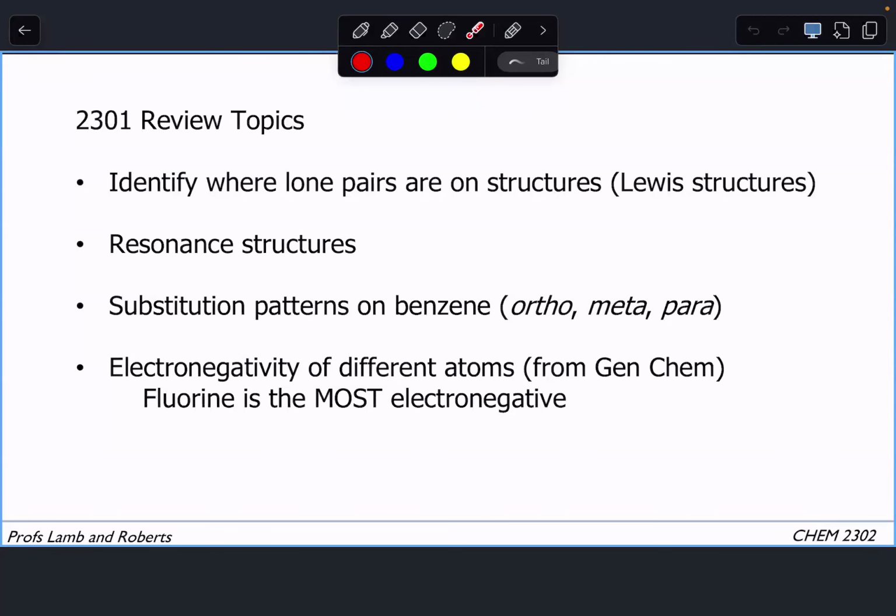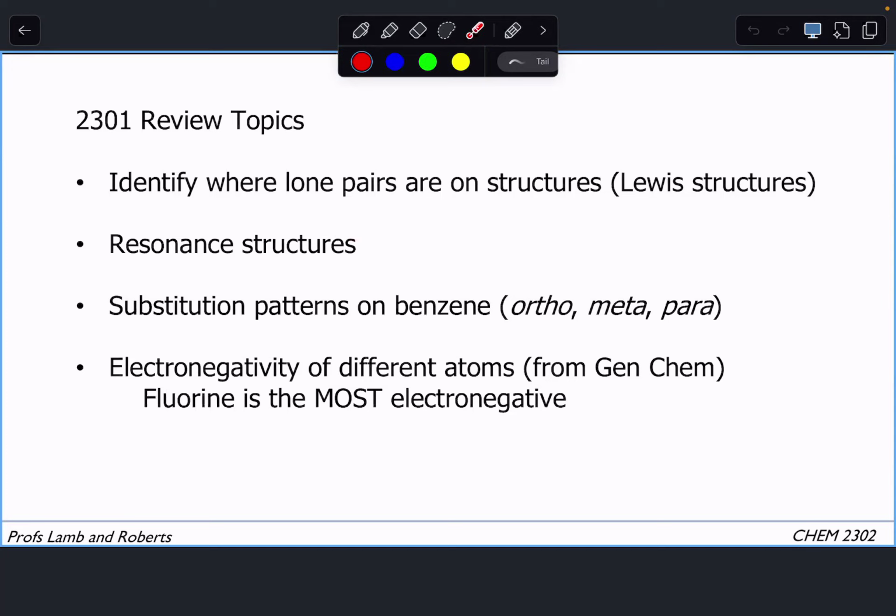Identifying where lone pairs are, so like Lewis structures, becomes really important when identifying whether something is an electron donating group or an electron withdrawing group, because we will be using that a lot today. In addition to resonance structures, our good old friend resonance, you never get away from it. It's going to become very, very important today.